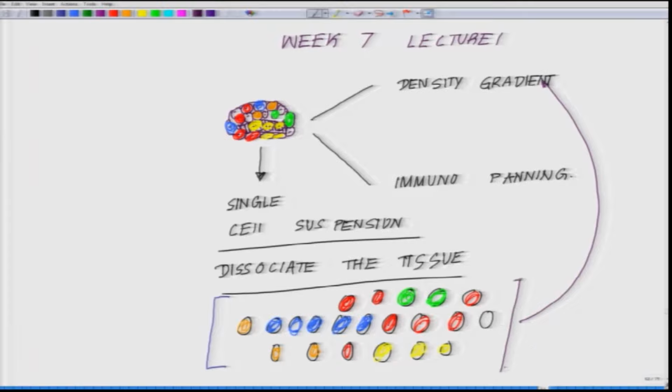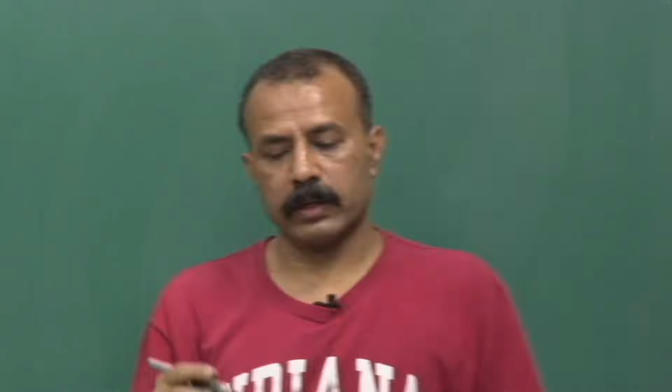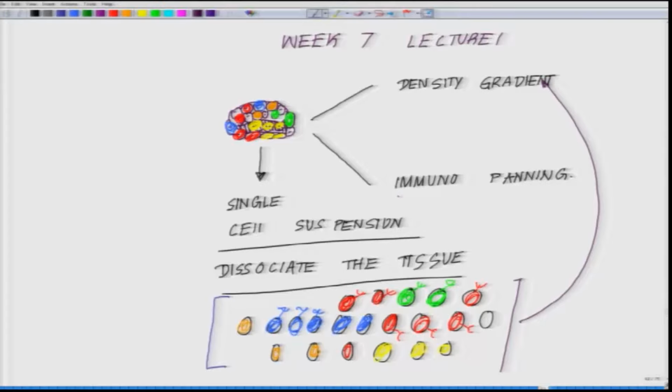Say for example, they do not have different densities, but they have different kinds of immune markers, and you have an idea that these are the immune markers which are present there. Then you can follow something called immunopanning, which we discussed in the last class. Further, an extension of the technique is cell sorting.